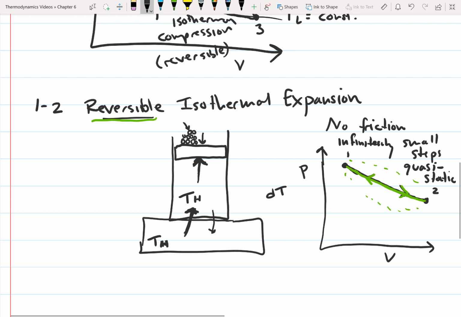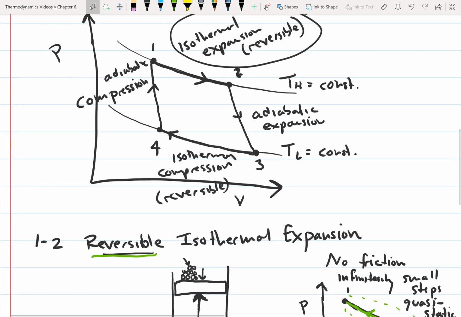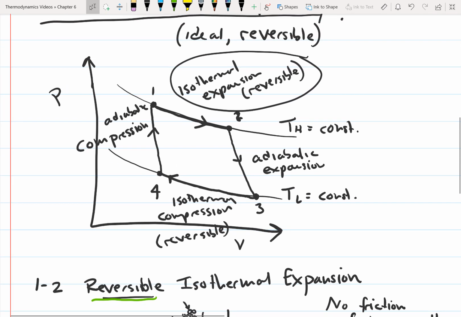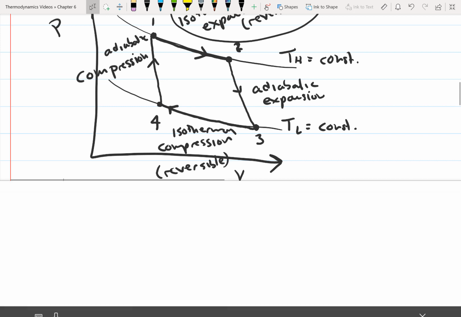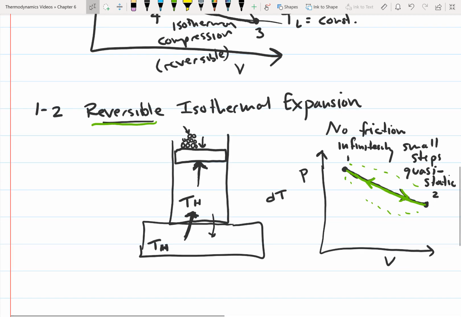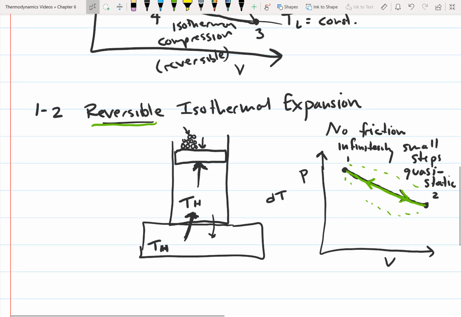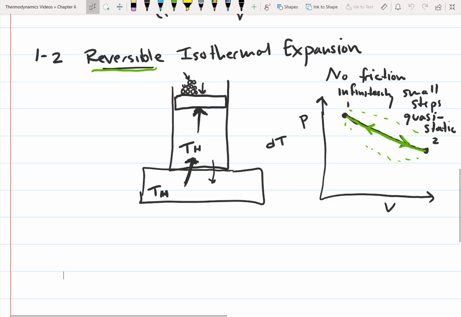So if we look at this Carnot cycle, the process from 1 to 2, the isothermal expansion, is reversible because it's quasi-static, so it's happening extremely slowly, and it also doesn't have any friction. So now let's look at the next process.